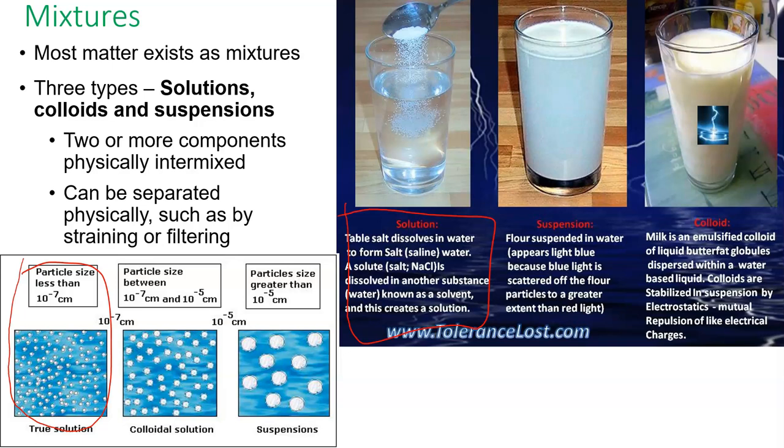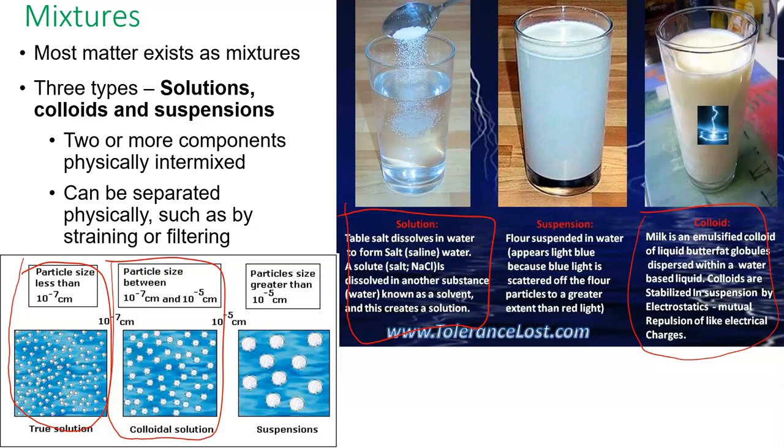Next, we have a colloid. The colloid is here in the middle in this image, a little bit bigger in size. An example of a colloid would be milk. Milk is an emulsified colloid of liquid butterfat globules. So you've got these butterfat globules that are dispersed within a water-type liquid. In the colloid, you've got these particles hanging out in the liquid, and that makes it cloudy.